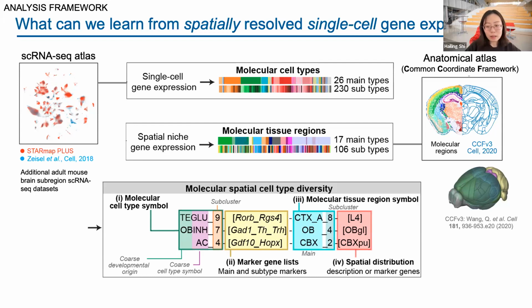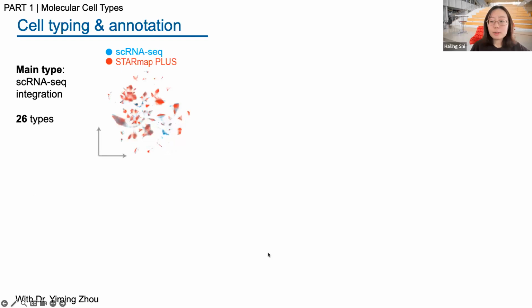In the following slides, I will go through more details of the analysis framework and, more importantly, highlight some biological insights enabled by such mapping of single-cell gene expression in the context of brain tissue anatomy. The first part is about cell typing.